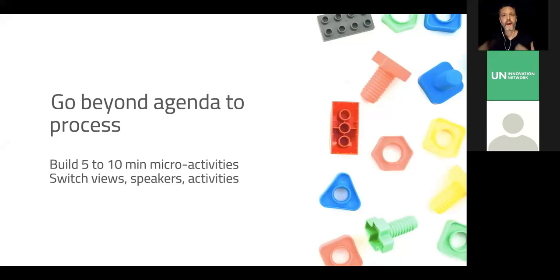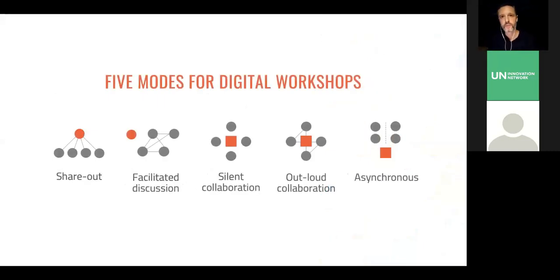You're building 5 to 10 minute micro activities all along the day. Every few minutes, you're switching views. A different speaker is coming in. There's a different type of activity that you're doing as a session. You're sending people into breakout rooms. You're bringing them back to share out in plenary. So you want to build a process and show what is the set of activities that we're doing that really gets us to where we want to go.